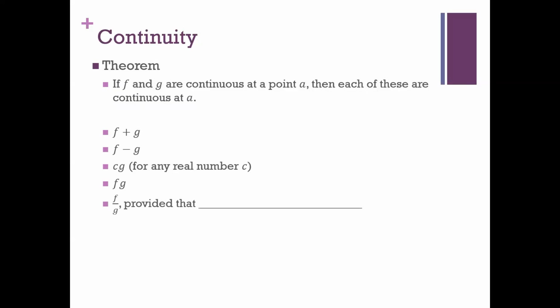Provided what? That g isn't zero where? Really, I'm only looking at continuity at one point again. So g can be zero sometimes, but where do I really want it to be non-zero? At a. So remember, right now I'm not guaranteeing anything about where else it's continuous, just a.